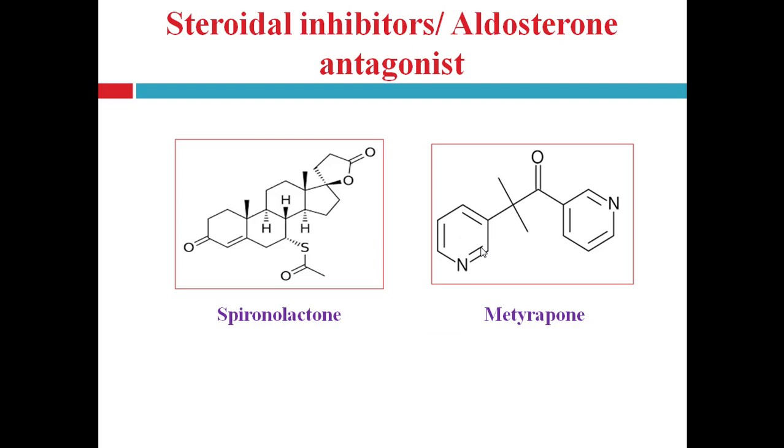Then next one is steroidal inhibitors. They are also known as aldosterone antagonists, and they are an example of potassium sparing diuretics. Examples are spironolactone and metyrapone. Especially spironolactone has a steroidal structure which contains the steroidal nucleus, right, and inhibits aldosterone because of structural similarity.